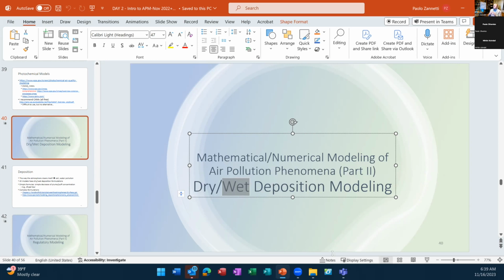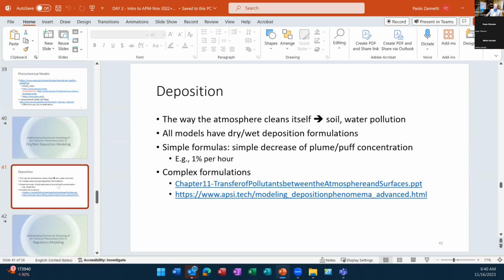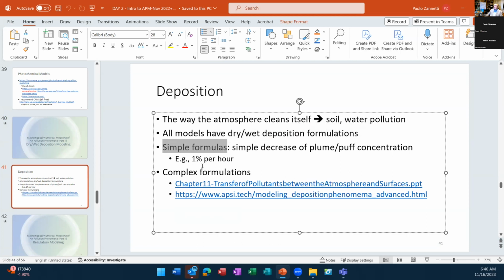So all the models contain some routine. Some models have simple routines. Some other models have very complex routines. But all the models contain routines for simulating the removal of pollution from the atmosphere due to deposition. There are simple formulas like a decrease of 1% per hour. Very simple. Every hour, I reduce the concentration by 1% because it disappears.